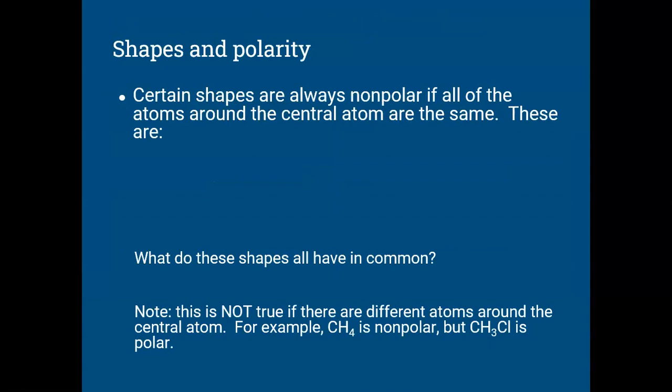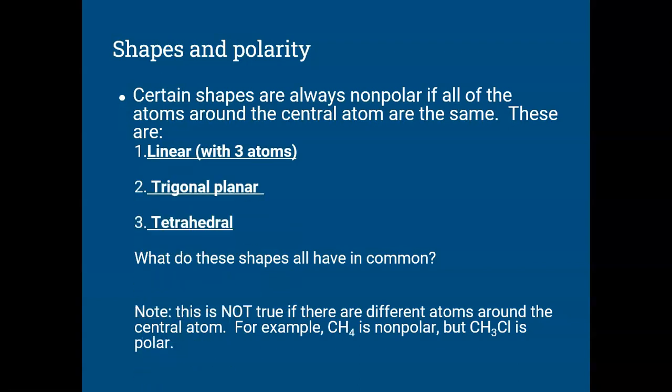So there are certain shapes, we learned about the molecular geometries last unit, there are certain shapes that are always nonpolar if all the atoms around the central atom are the same. So the shapes are linear with 3 atoms, trigonal planar, and tetrahedral. So thinking about what all of these shapes have in common, you might notice that they have no lone pair of electrons on the central atom.